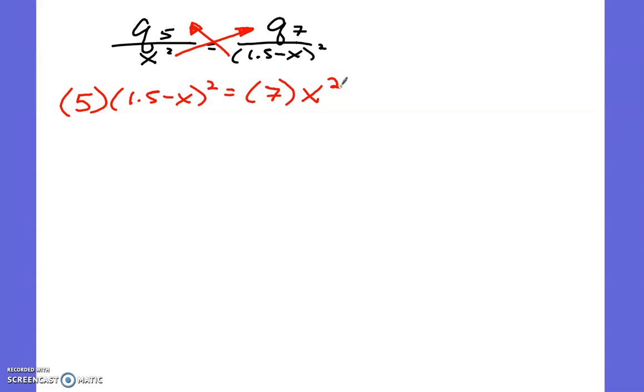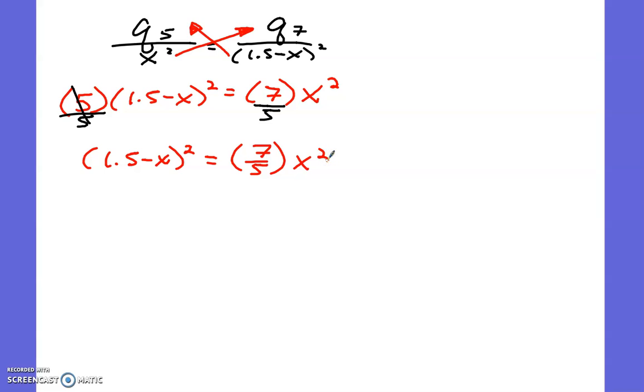The next thing I'm going to do here is divide by 5 on each side. Here they cancel out. And I'm left with the quantity 1.5 minus x squared is equal to 7/5 times x squared. The next thing I'm going to do is I want to get rid of these squares, so I'm going to take the square root of both sides.